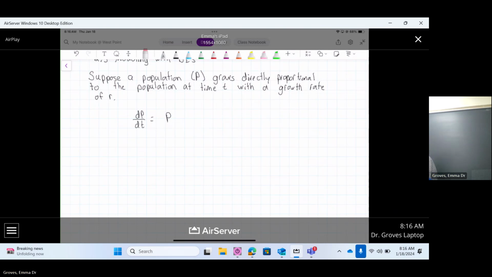So we have dP over dt equals rP. This is a differential equation. How can we solve it? Separate and then integrate. So we can find P of t using separation of variables.